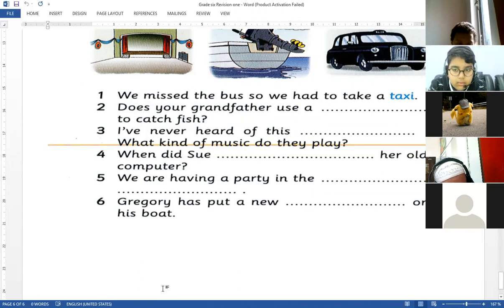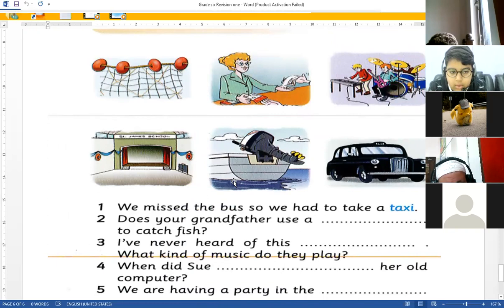No, teacher. So now, my dear student, Tamim, let's revise the answers together. You and Muhammad Salim, everyone will say our sentence. We missed the bus, so we had to take a? Taxi. Does your grandfather use a what to catch fish? A net. Number three, I have never heard of this. Band. Number four. When did Sue sell her old computer. We are having a party in the? School hall. Gregory has put a new motor on his boat. Remember these words, my dear student. This is a net, sell, band, school hall, motor, taxi.